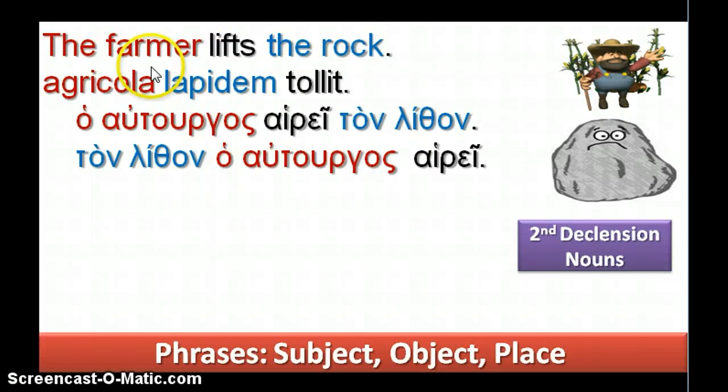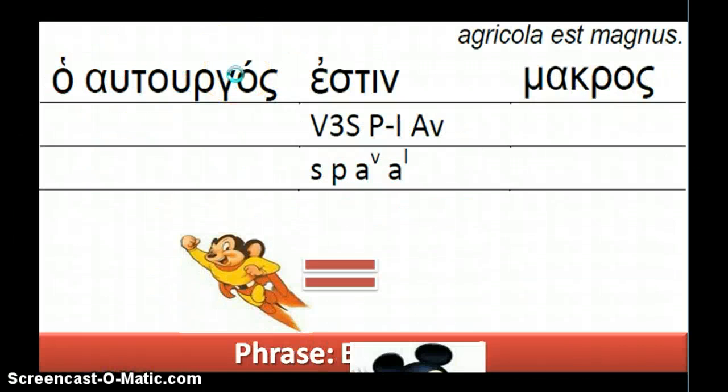Who's doing the lifting? The farmer. And what's being lifted? The rock. So how do you know that the farmer is doing the lifting and not the rock? Only word order in English. Latin, not really. Greek, same story, not at all.